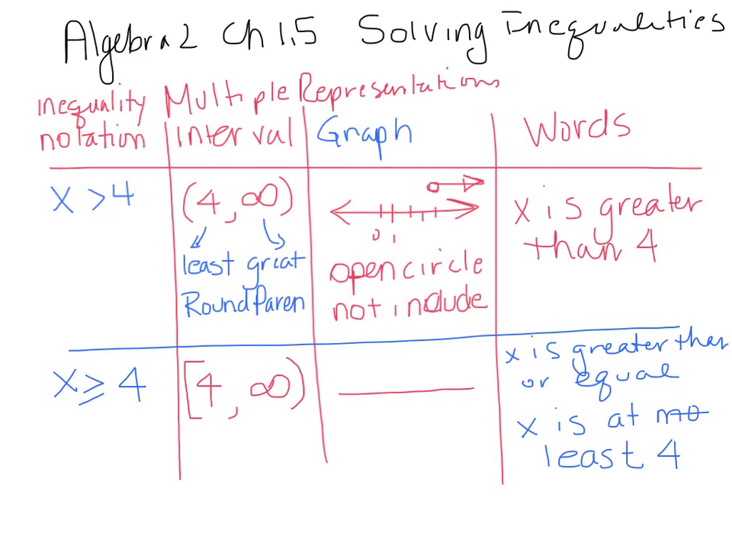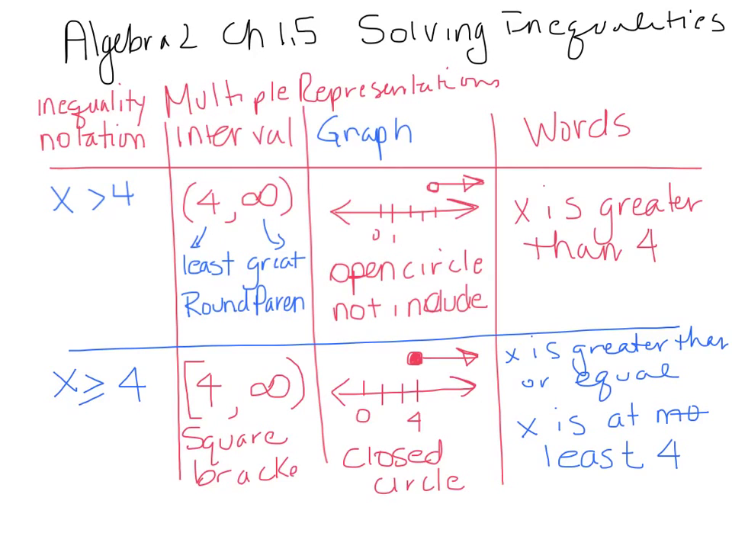And then the graph has to look a little bit different. Okay, I still have my 0, 1, 2, 3, and 4. At the 4, though, I'm going to do a closed-in circle as best I can, and then the arrow to the right. So here it's important that I have a closed circle to include the 4, and here it's important that I had a square bracket to include the 4. So all of these include 4. So you could say x is greater than 4 including 4 would be another way to write it in words.